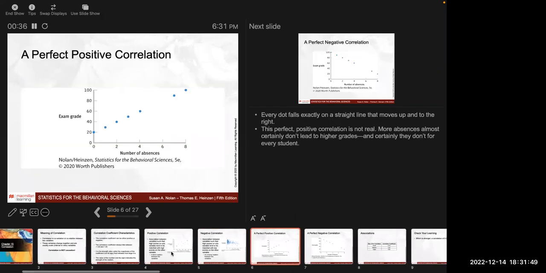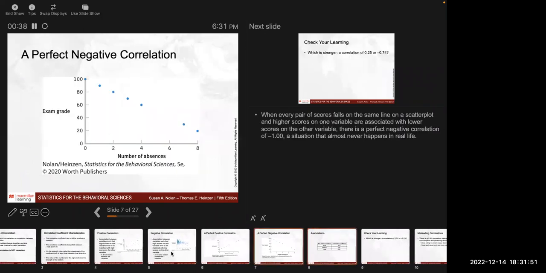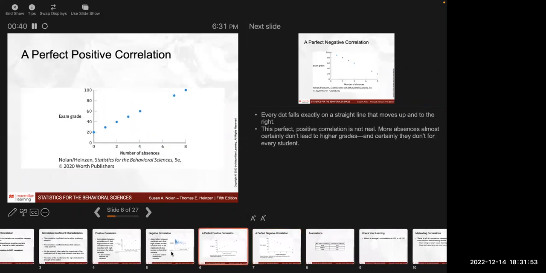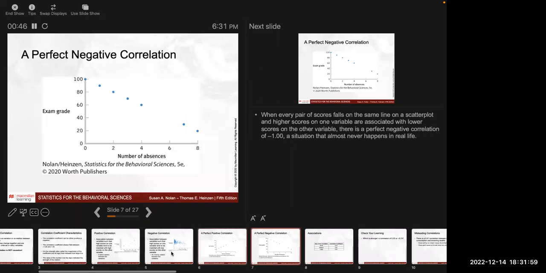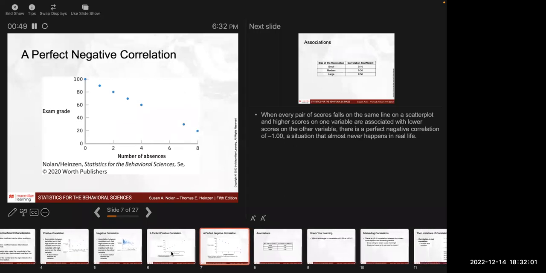So this being said, at +1, we're looking at a perfect positive correlation. And at -1, we look at a perfect negative correlation. The increase of the negative correlation coefficient or the decrease of the positive correlation coefficient, so everything going towards 0, will essentially show a weakening correlation.